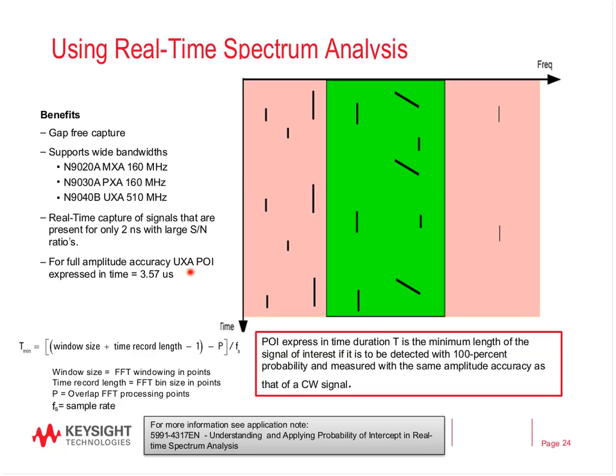An example of the UXA, there's something called the probability of intercept for real-time analysis, okay? And that, POI in terms of real-time analysis is probably best described in terms of time as opposed to just probability. And so in this case, the 3.57 microseconds translates to 100% probability that you can see a signal with full amplitude accuracy. Now you could trade off that amplitude accuracy if you have a high signal-to-noise ratio and get down to about 2 nanoseconds, okay? And there is actually an equation for figuring this all out, and if you want to learn more about that, we have an application note, and it's available here. But you can see that the POI is really related to the window size for your FFT, the FFT windowing points, the bin size for your FFTs, and the degree of overlap that you have in these FFTs versus sample rate. So there's a lot that goes into this. I highly recommend you read the application note below to learn more.